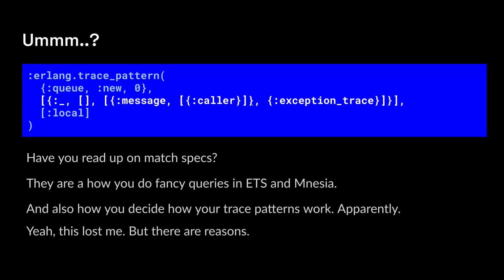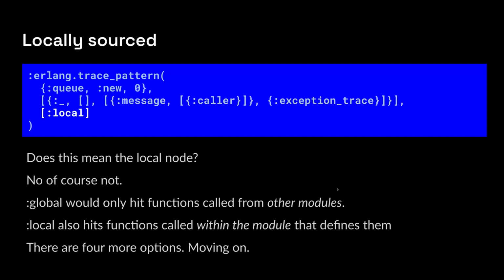Message and caller and exception trace, these all say something about what information the trace can get us. And then we have this local option, which does not mean trace on the local node. No, it means that if we set global, it would only hit functions that are calling across to other modules, while if we're saying local, it means also trace function calls that are within a module. There are more options that we will not be covering.